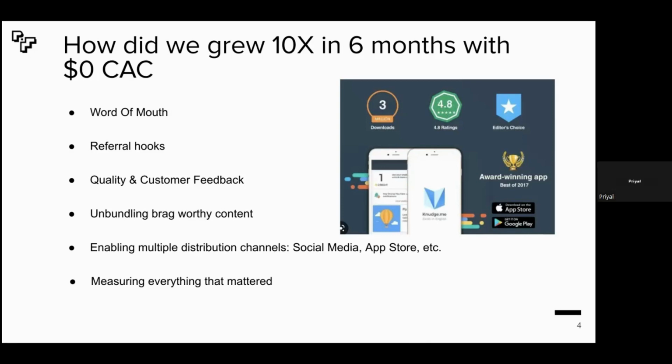I hope Naveen has answered your question. We have another question from Amrita. What was the revenue model?